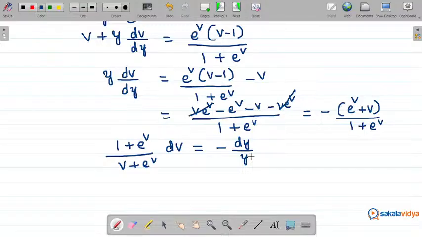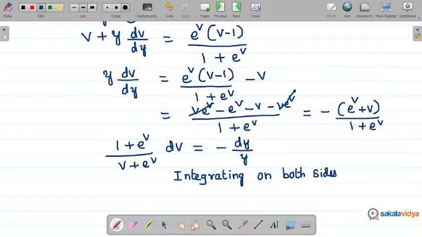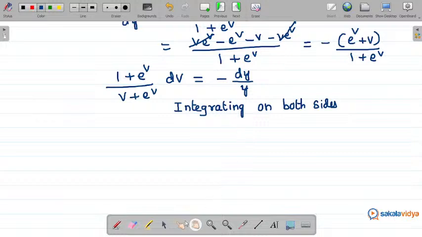Now integrating on both sides, what do we get here? We get the integral of 1 plus e power v by v plus e power v dv.